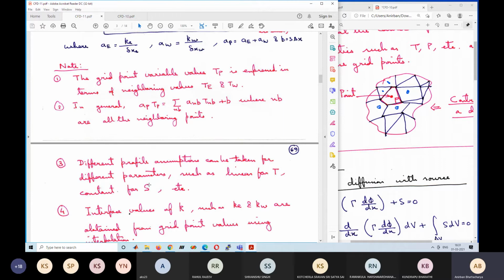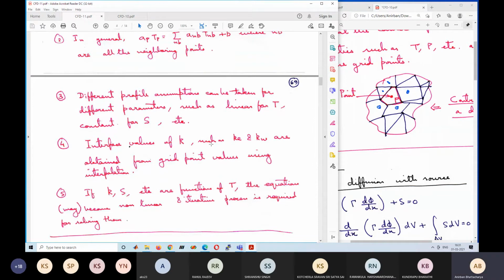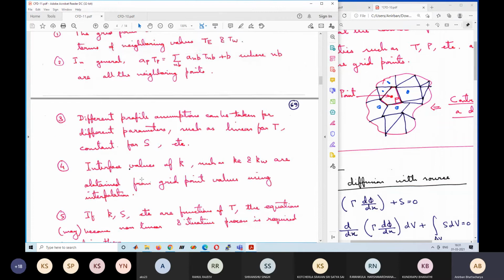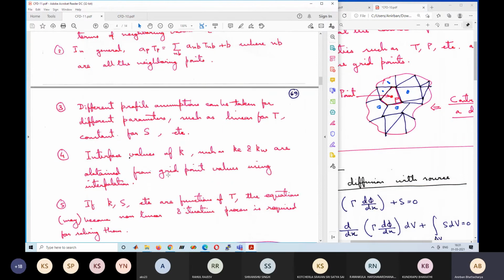And the converged solution is only the solution at the discrete points. It does not give us any variation from one point to another point. It just gives us the correct value at the points themselves. Then interface values of conductivity such as Ke and Kw are obtained from grid point values using interpolation, as I have discussed. Another point to note is that if K is a function of T, or if S is a nonlinear function of T, in those cases this discretized equation becomes a nonlinear equation, and then we need to solve it iteratively. We will discuss this later.